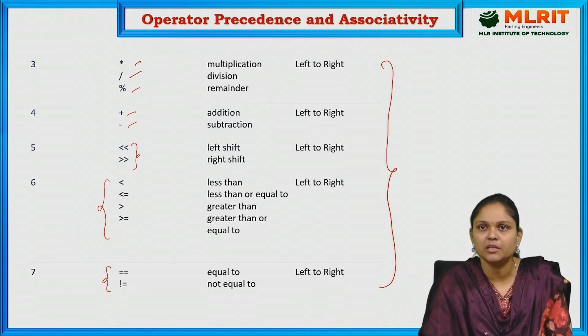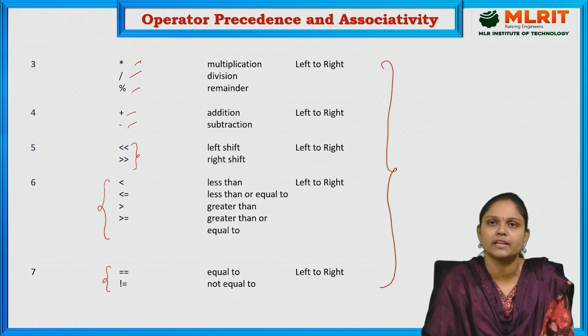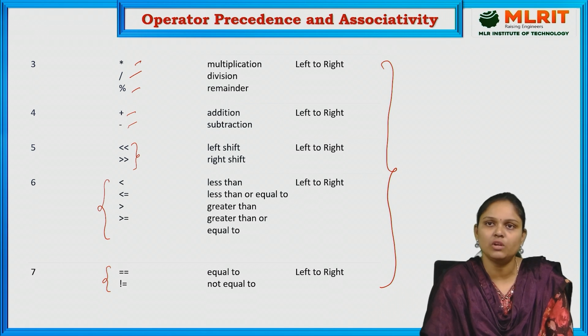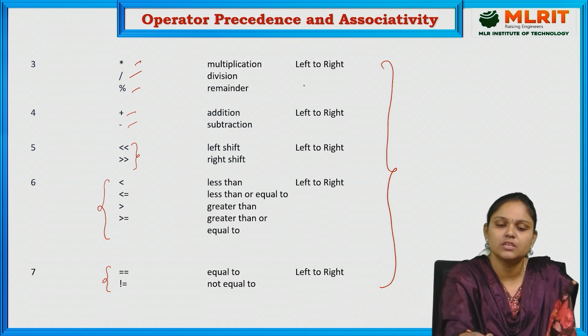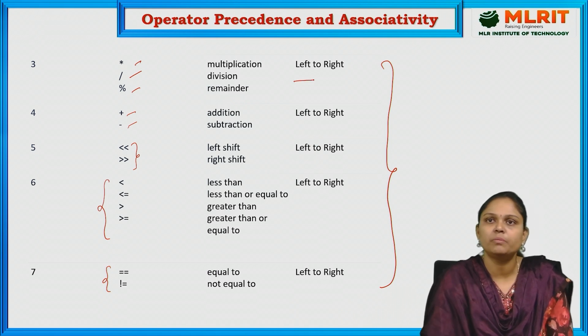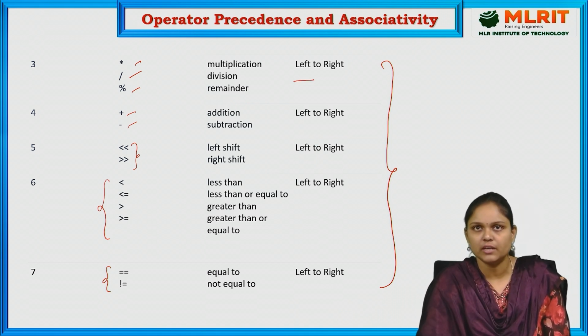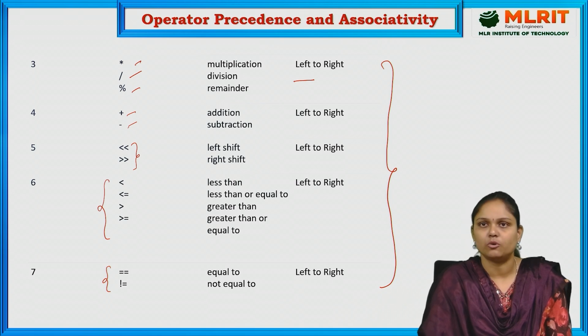If we have multiple operators in an expression with equal precedence, how do we solve them? By using an order. Which operator is solved first? We solve from the left. Whatever operator we have on the left side is solved first, and then we go to the right side operator.